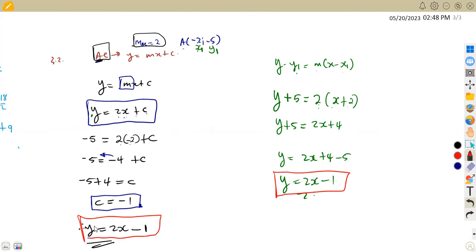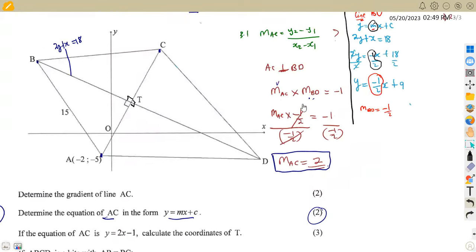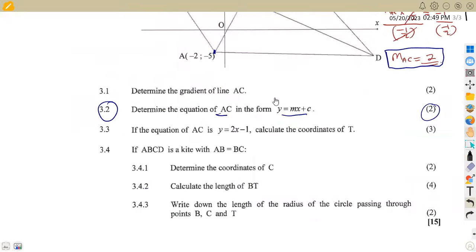So you can use any part or any presentation to obtain your equation. But what is important is your final answer. You must have it in the form of y is equal to mx plus c, in the gradient intercept form. All right, so that was our question. In this case, we move on to the other part of the question.